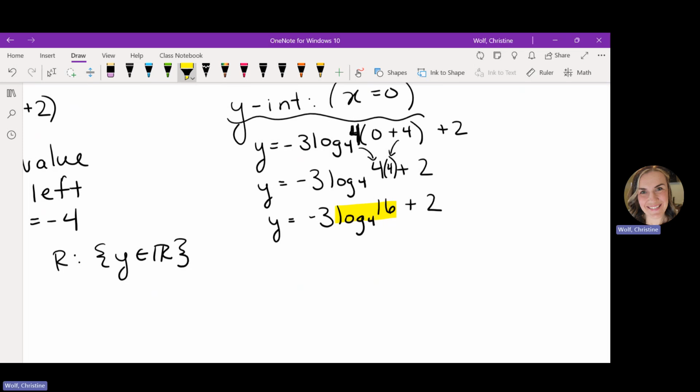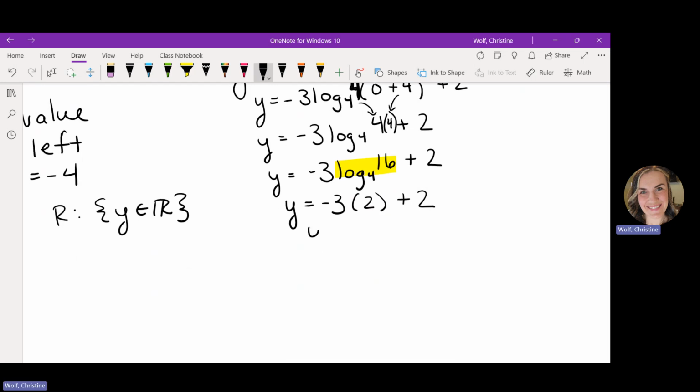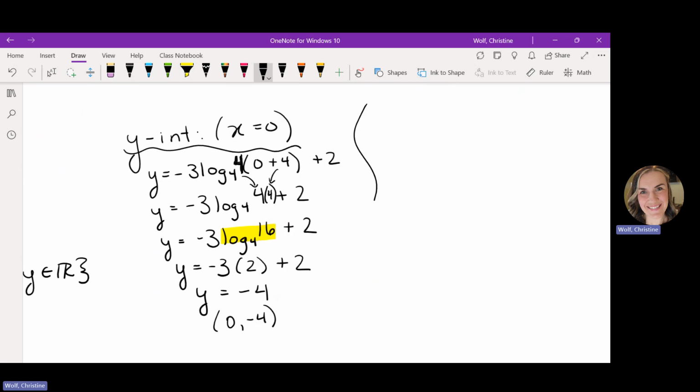4 to the power of what gives you 16? 2. So this is actually -3 times 2 plus 2 to solve the log. And the -6 plus 2 is -4. So your y-intercept, when x is 0, y is -4. Okay. This is the last thing we have to find now. It's my x-intercept, which is when y is 0.